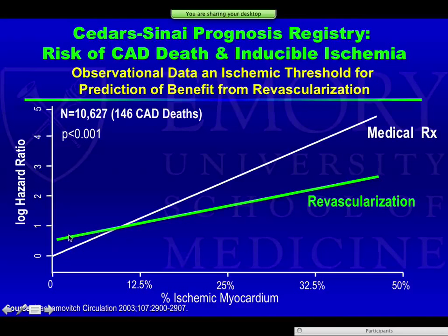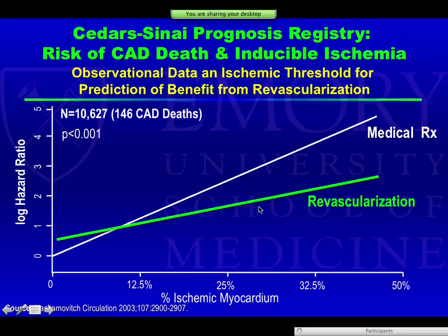suggesting that below that 10%, there is an increased risk with revascularization. But as we get more and more ischemia, and I can tell you this is a little bit of a statistical artifact because there aren't very many people walking around with 50% of the myocardium ischemic.